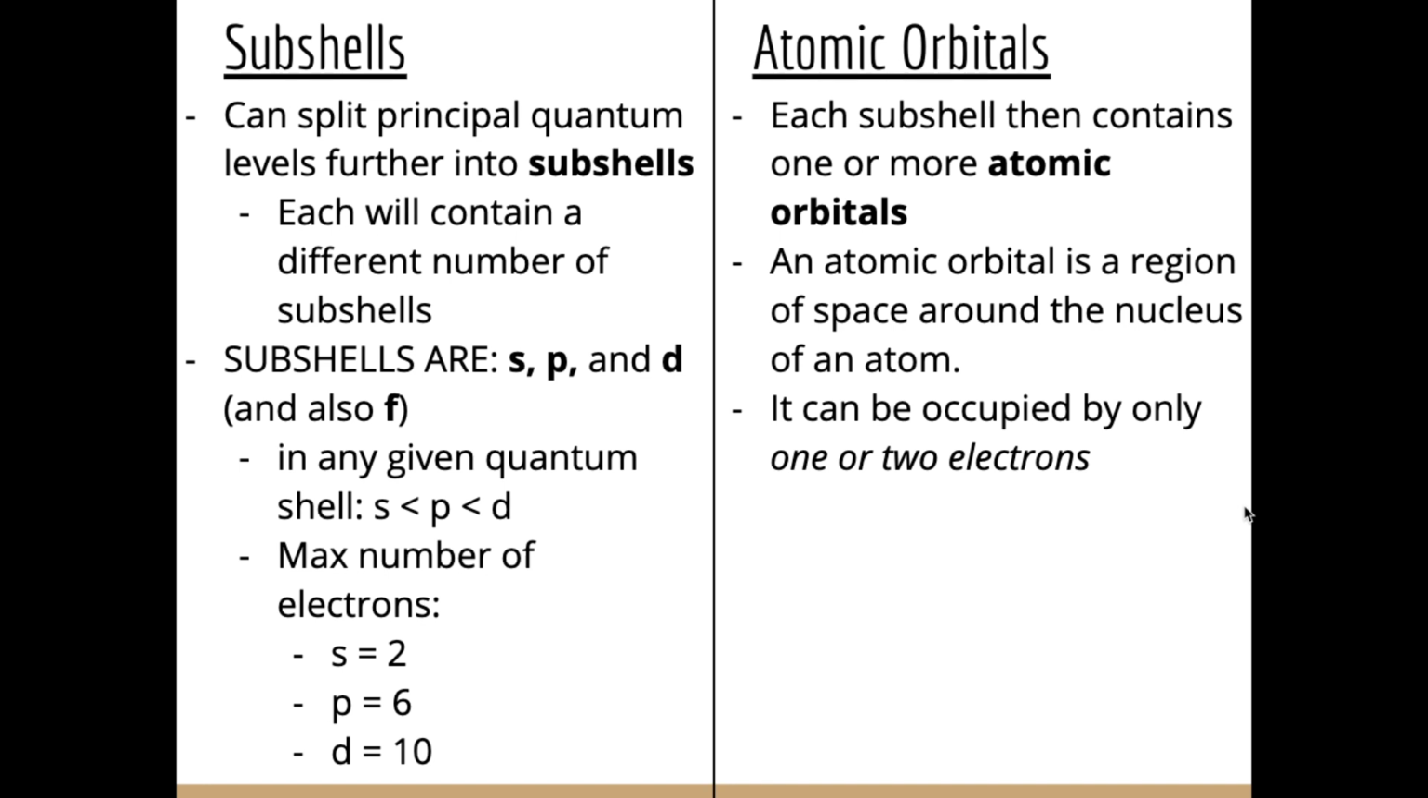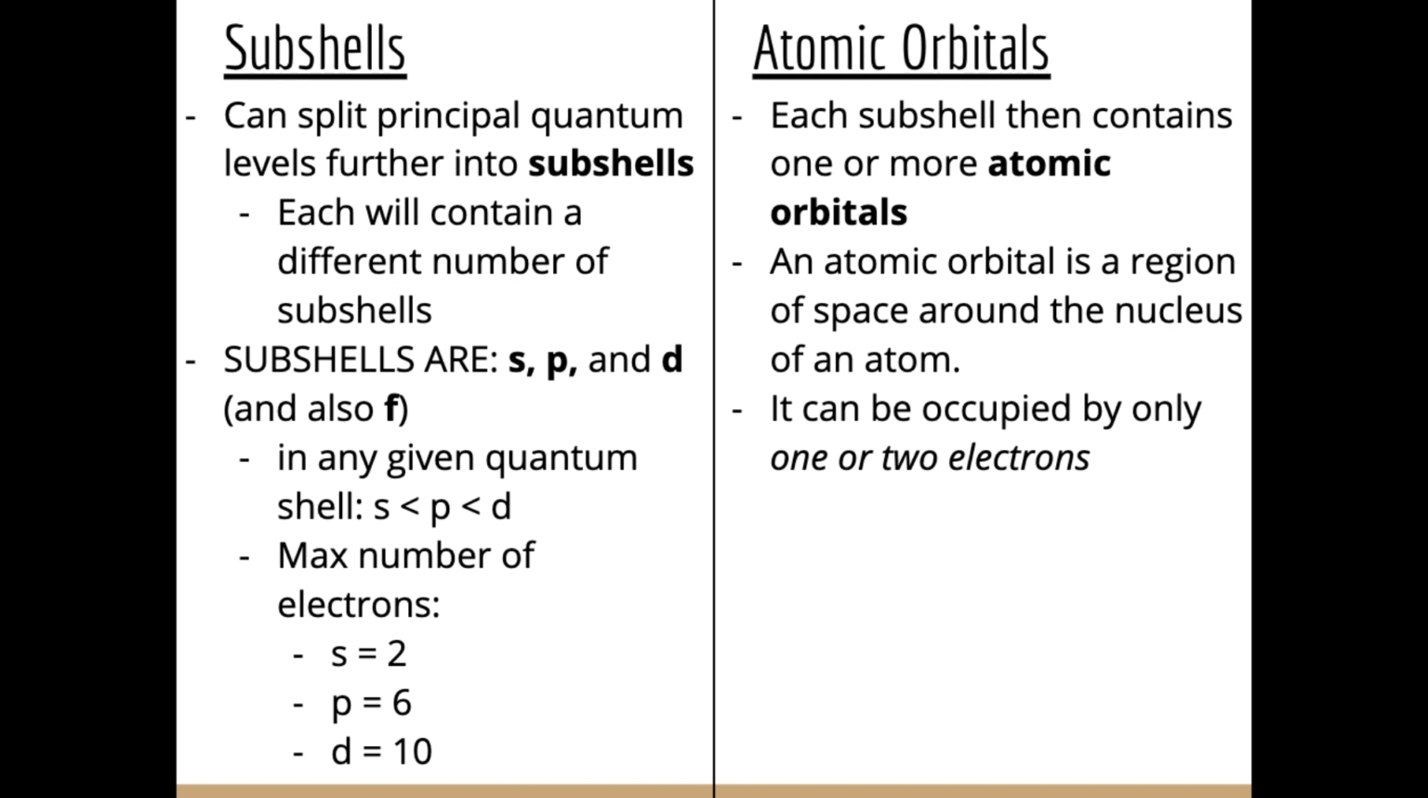So we have the principal quantum level. We can determine the number of electrons at the principal quantum level by the 2n² rule. We can break that down into subshells, where an S subshell can hold 2 electrons, P subshell can hold 6 electrons, D subshell can hold 10 electrons. We can break that down further into atomic orbitals, where each atomic orbital can only hold a maximum of 2 electrons. It could also hold 1 electron, so they can hold 1 or 2 electrons.